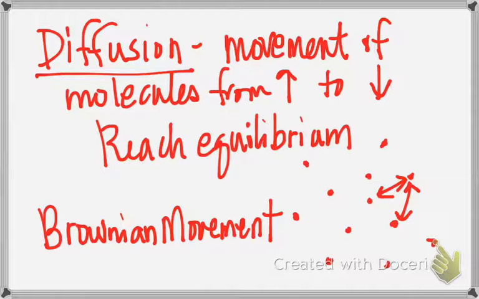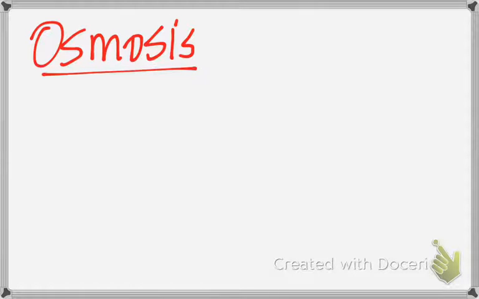So a hot gas is going to diffuse faster than a cold gas. A hot liquid will diffuse faster than a cold liquid. Okay? All right. So were we observing diffusion here? Were we observing molecules moving from an area of high concentration to an area of low concentration? Yeah. But the next question is, well, what about osmosis? What's the difference between diffusion and osmosis?